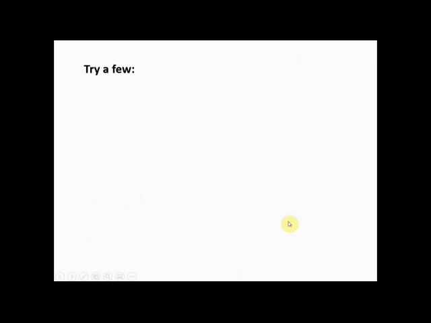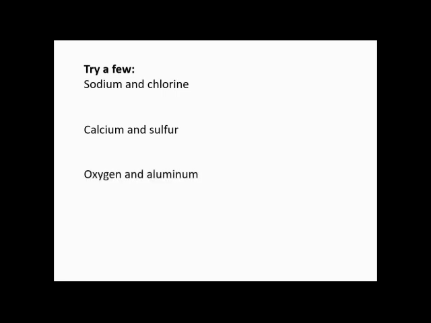In class, we go through a few. Sodium and chlorine, for example, becomes sodium chloride, NaCl. Calcium and sulfur becomes calcium sulfide, CaS. And oxygen and aluminum, aluminum oxide, Al2O3.